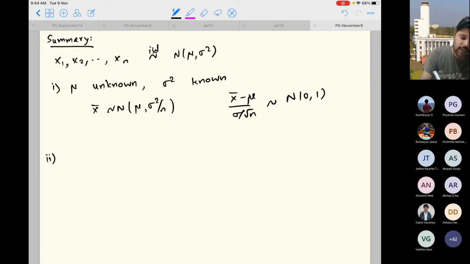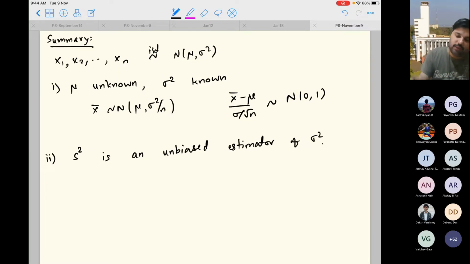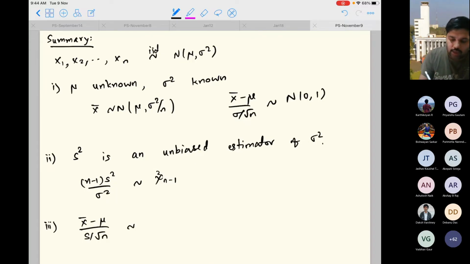Then the second thing that we know is that s square is an unbiased estimator of sigma square. And we know that n minus 1 times s square by sigma square follows chi-square with n minus 1 degrees of freedom. The third thing that we know is that x bar minus mu divided by s by root n follows t distribution with n minus 1 degrees of freedom. These are the things that we know.